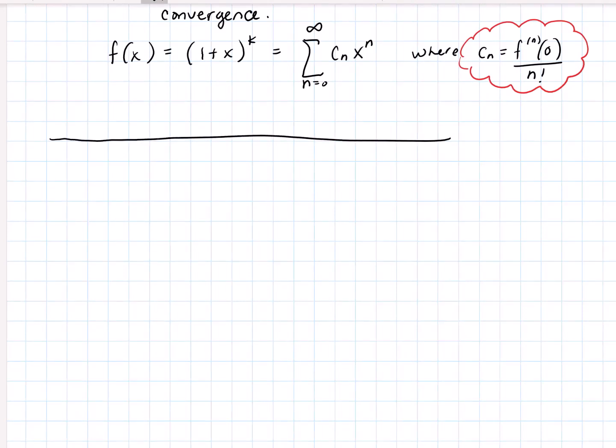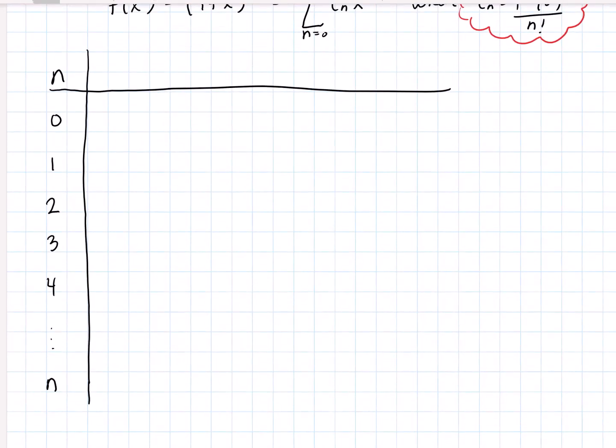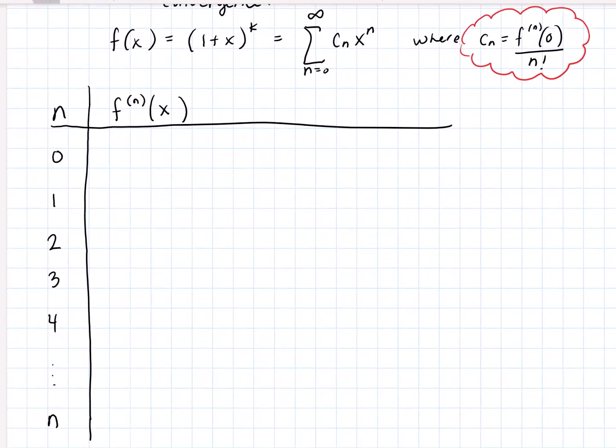So we'll look at n's. Let's go 0, 1, 2, 3, and 4. That should be enough. If we need to, we could do some more and see if we can come up with an expression for the nth derivative. Remember that the 0th derivative is the function itself. So the 0th derivative is just 1 plus x to the k.